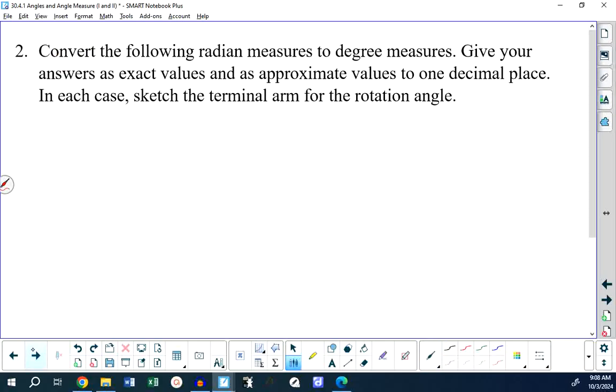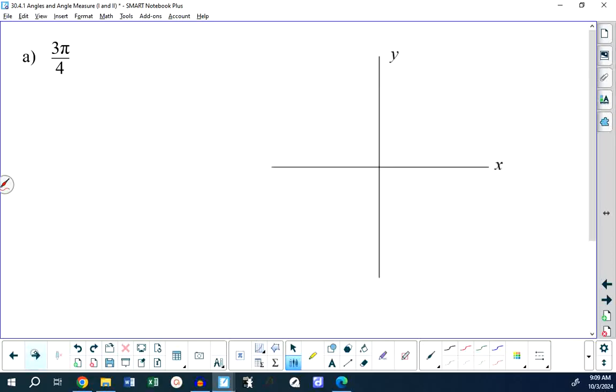Okay. Convert the following radian measures to degree measures. First of all, just look at A, B, and C. And you can see how A and B are different than C. A and B are rotation angles given as multiples of pi. Don't waste your time with a ratio here. Pi is 180 degrees. 3 pi over 4 is 3 times 180 degrees over 4. Pi is 180 degrees. We've done the conversion. Now all we have to do is calculate what that number is.